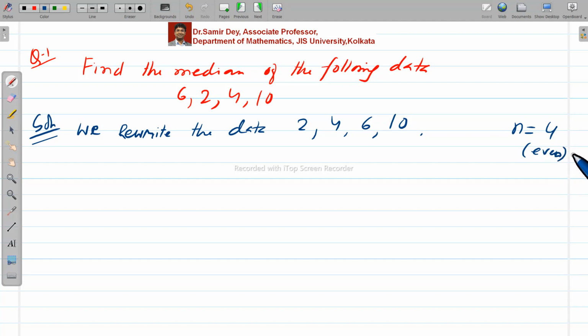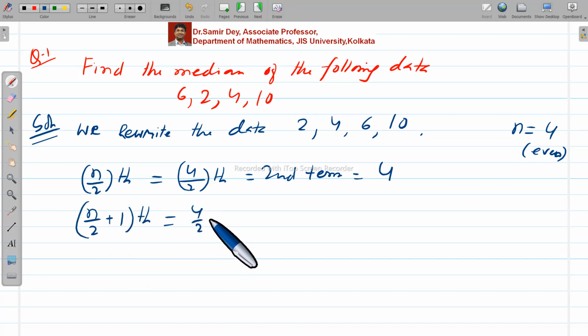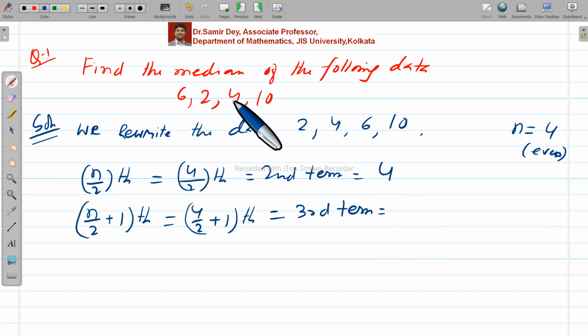Already you know, if I have an even number of data, we need to calculate two terms. So first is n by 2th term. That is your n, 4 by 2. That is your second term. What about your second term? Second term is coming 4. Then n by 2 plus 1th term. So it is 4 by 2 plus 1th term, that is third term is coming. What about the third term? Third term is 6. First, second, third, 6.